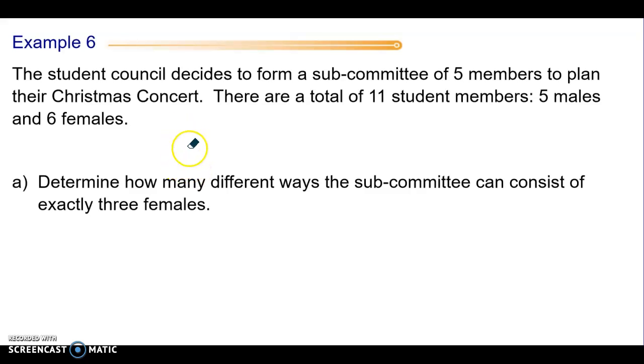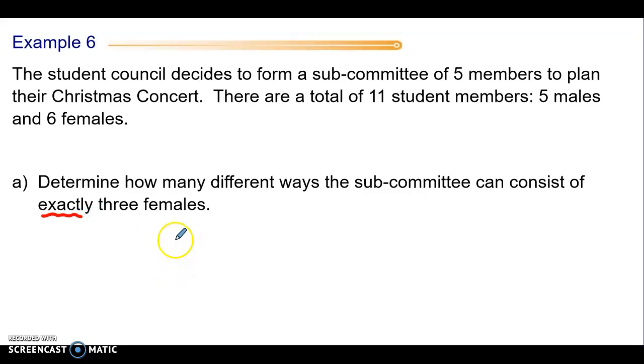Section 2.5, 2.6. Example 6. The Student Council decides to form a subcommittee of 5 members to plan their Christmas concert. There are a total of 11 student members, including 5 male and 6 female. Determine how many ways the subcommittee can consist of exactly 3 females.